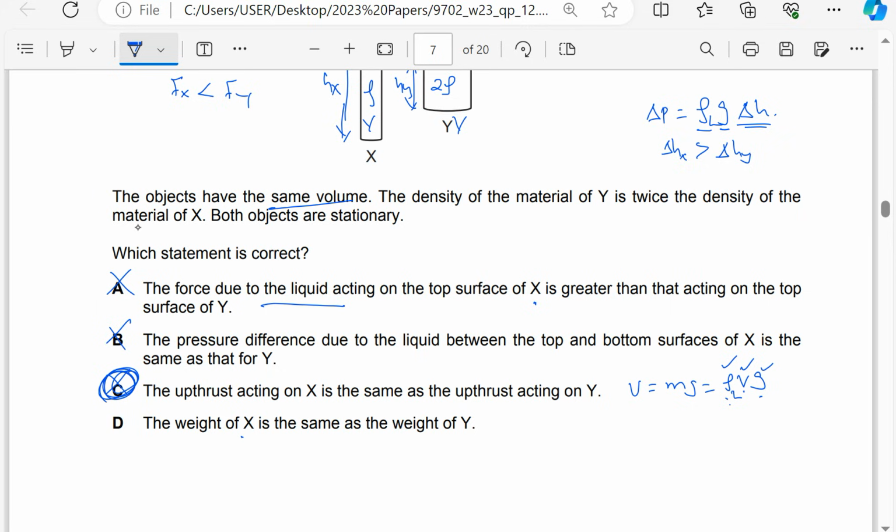The weight of X is the same as the weight of Y. This is automatically wrong because weight is equal to M times G, where M is the density of X times the volume, then times G. That is for X. For Y, it is the density of Y, which is twice rho, times V times G. So the weight of Y is bigger than the weight of X because of the density. It is actually twice. So this statement is not correct. So the correct answer is going to be C.